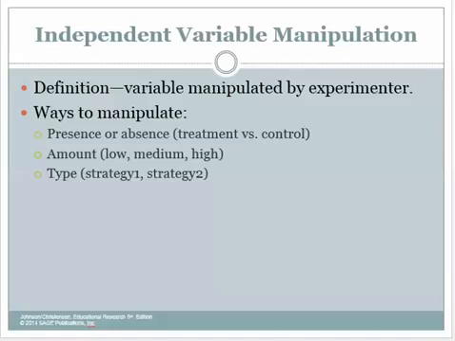In education, we might do experiments where we vary the type. So this group gets strategy one. This group learns how to spell with tiles. This group learns how to spell with a typewriter, and this group learns how to spell with paper and pencil, if you remember back to that Cunningham study.